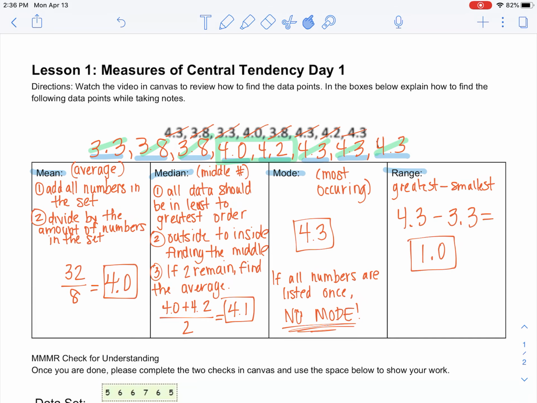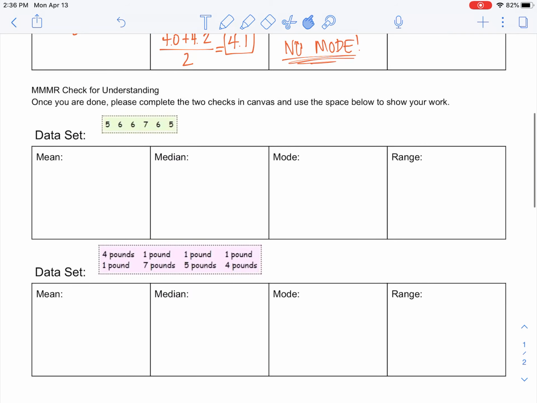So you're going to use these notes to now complete these 2 data set questions, answering the mean, median, mode, and range for all of those. And you're going to input those answers in Canvas.